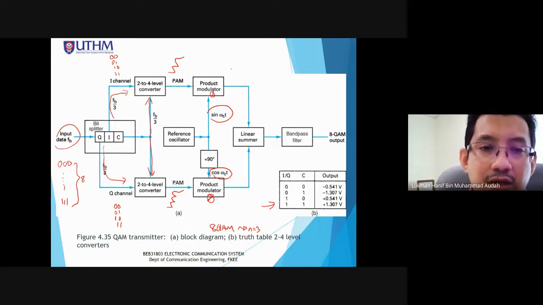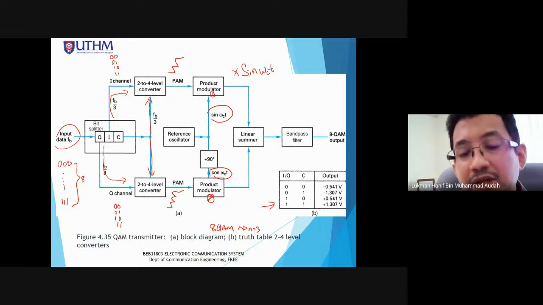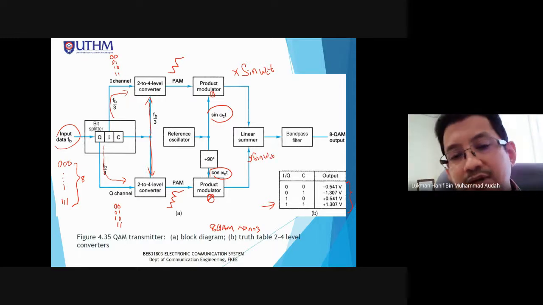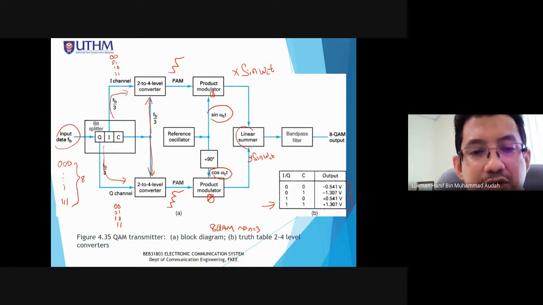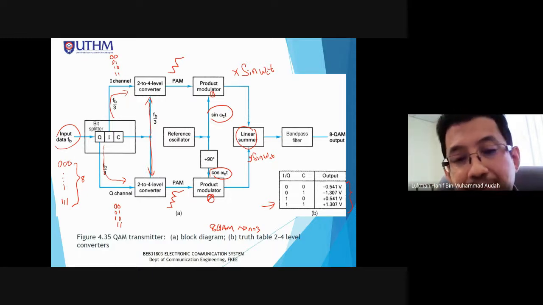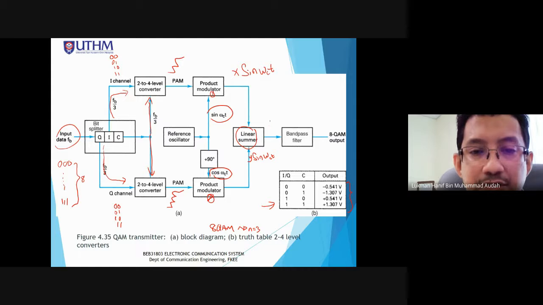Nampak, maknanya keluaran daripada product modulator ini adalah X sin omega CT. Apakah nilai X? X adalah salah satu daripada empat levels ini. Manakala keluaran daripada product modulator yang bawah ini adalah Y cos omega CT. Okay, masuk ke dalam linear sum. So linear sum will sum both of it. Dia akan tambah.